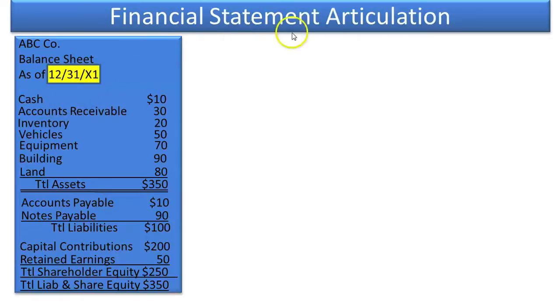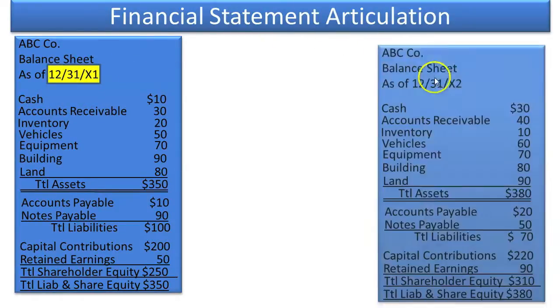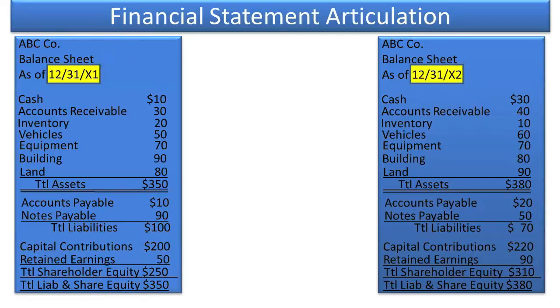12/31/X1. If we were to jump ahead 1 year to the next year, X2, these account balances are going to change because it's running a business.